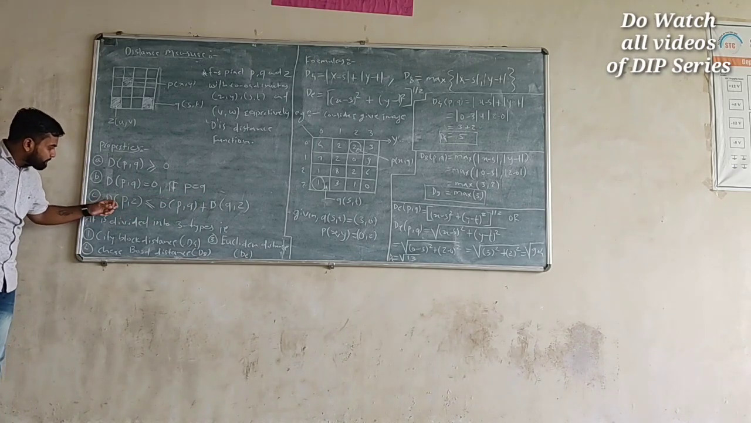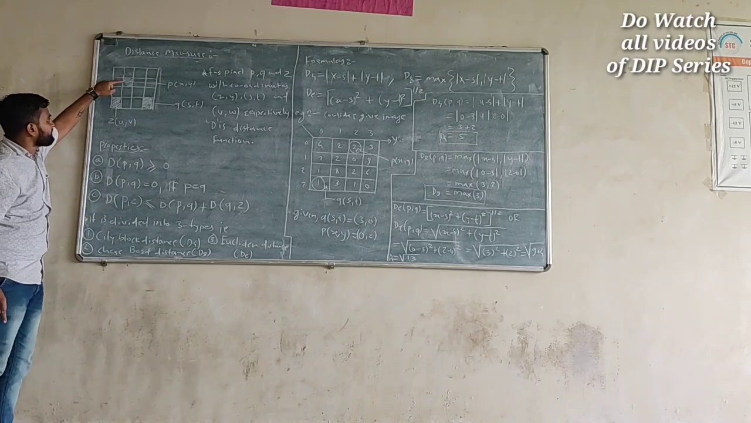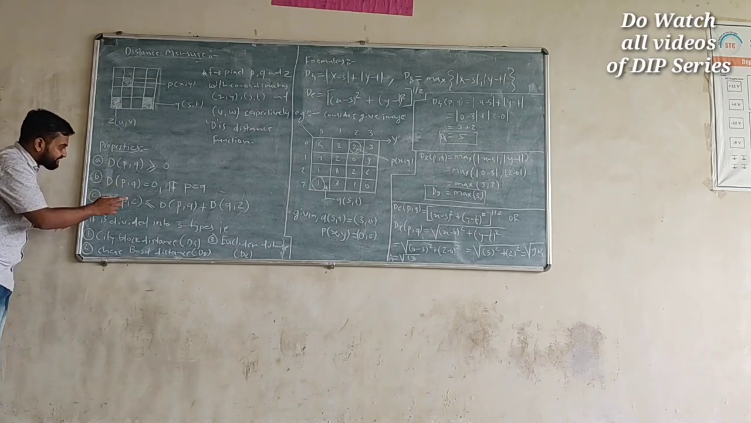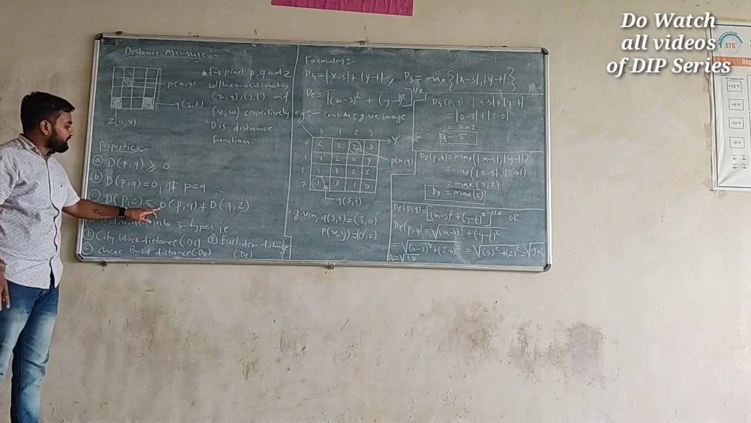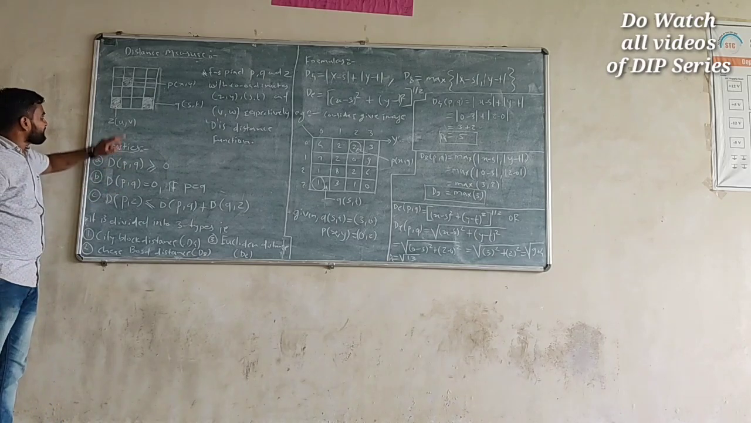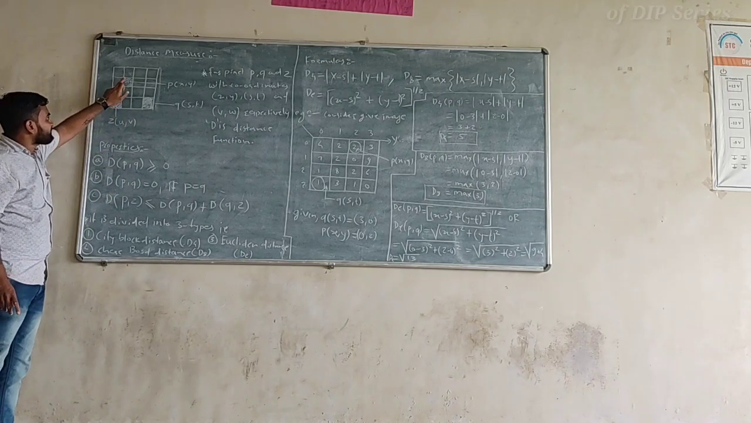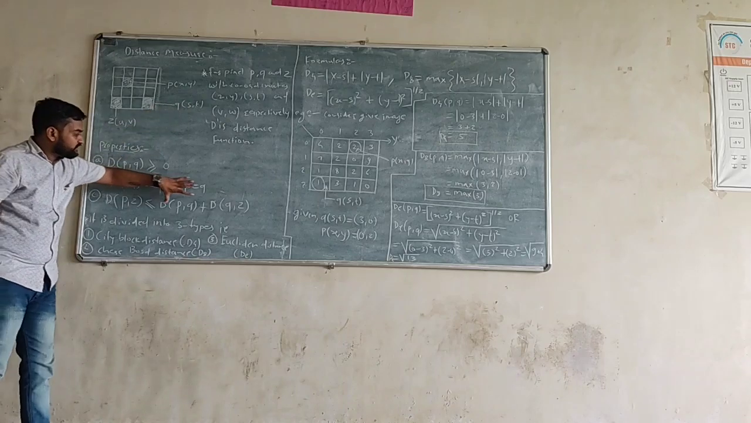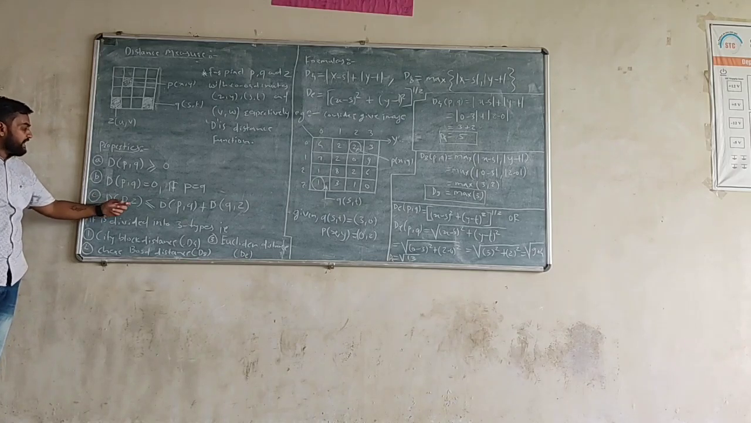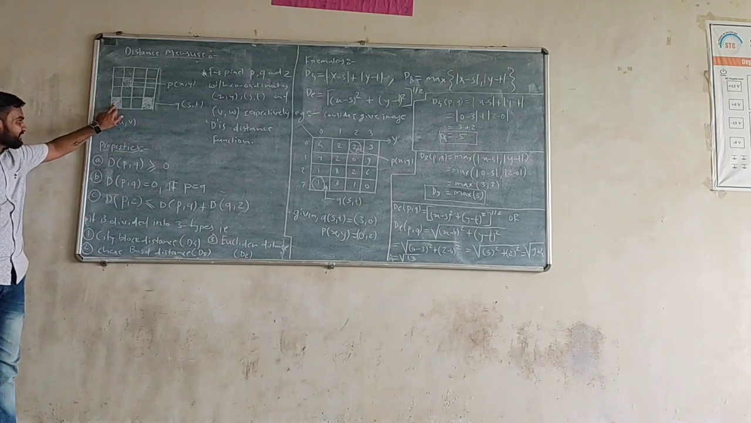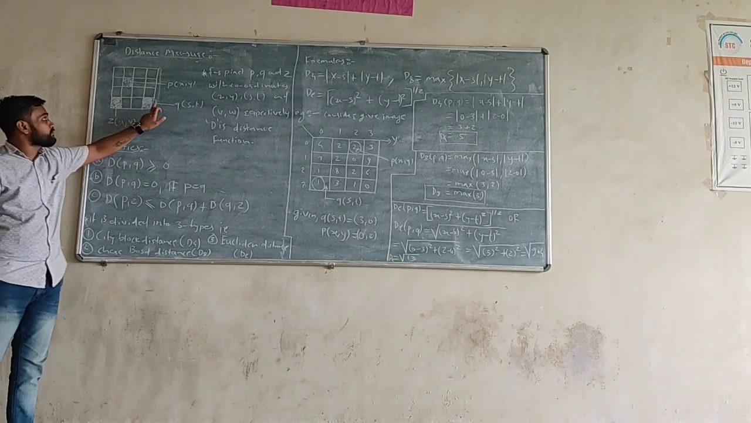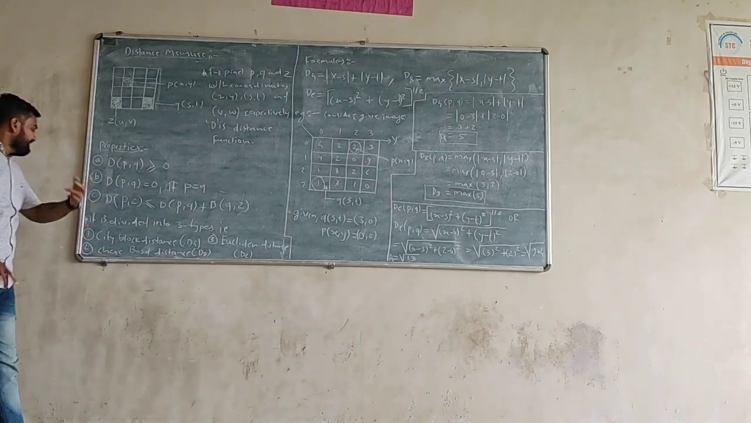The distance between P and Z, that means the distance between this pixel P and this pixel Z, always needs to be less than or equal to the distance between P and Q plus the distance between Q and Z. So the distance between P and Z is always less than or equal to the sum of the distances P to Q and Q to Z.